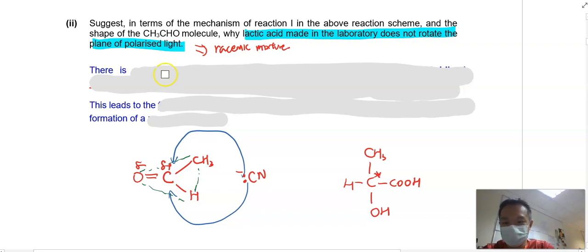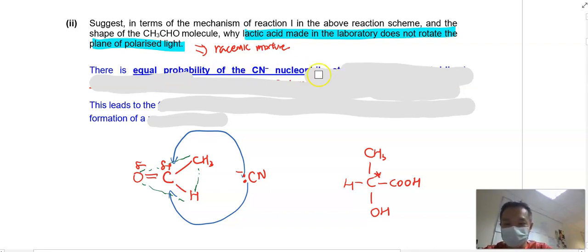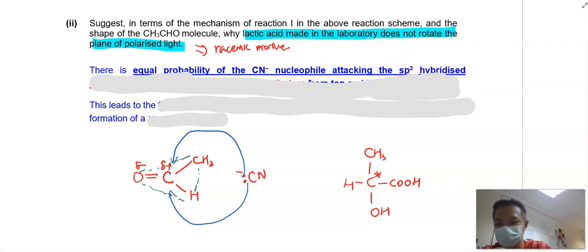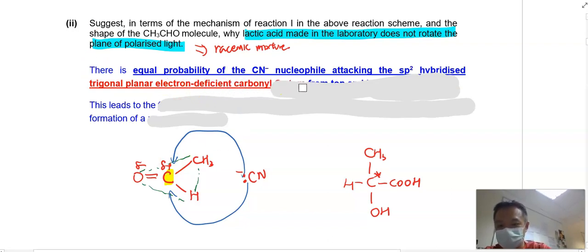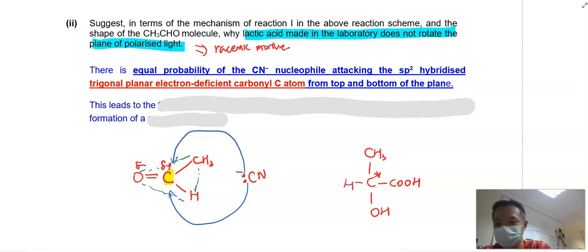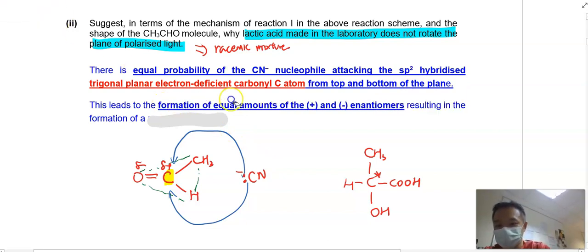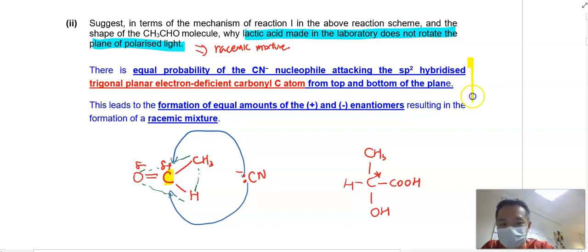Okay, so there is an equal probability of the CN- nucleophile attacking this particular carbon, which is sp2 hybridised, trigonal planar in shape, and electron deficient, the carbonyl carbon atom, from the top and the bottom of the plane. When it attacks from the top, you get one particular enantiomer. If it attacks from the bottom, you get another enantiomer. So this leads to the formation of equal amounts of plus and minus enantiomer, resulting in the formation of a racemic mixture.